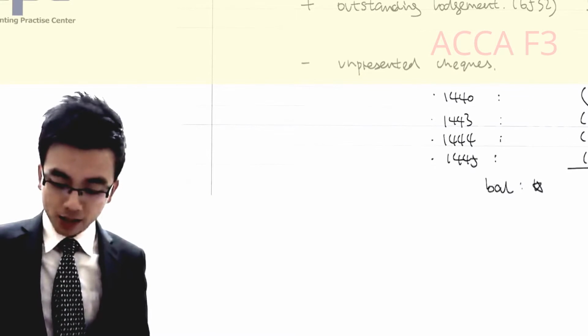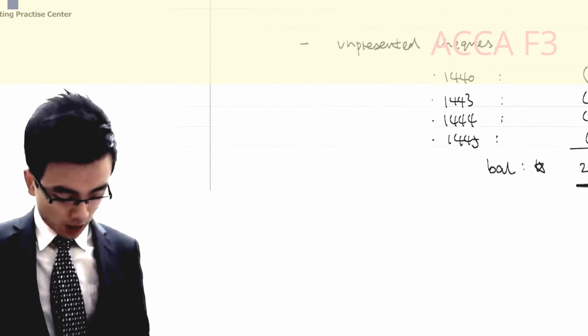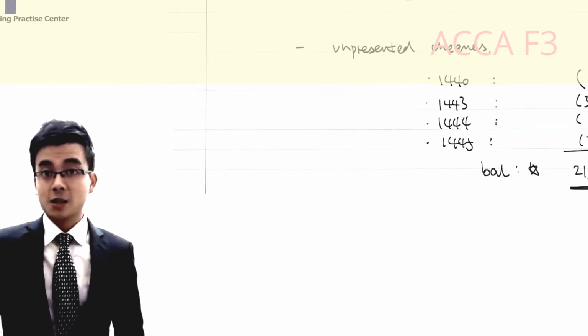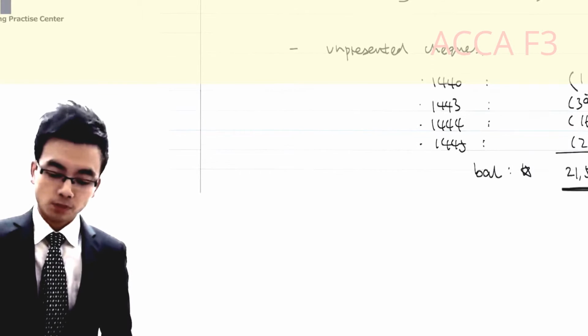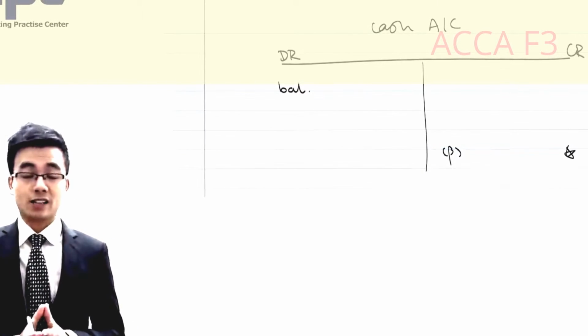So the balance in total, we got 19,550 plus 3,000, and we're going to minus those 4 unpresented checks, so that the balance after the adjustment is to be 21,595. So that's the bank reconciliation statement that we need to know. But the question is, how are we going to reconcile the cash account as well?